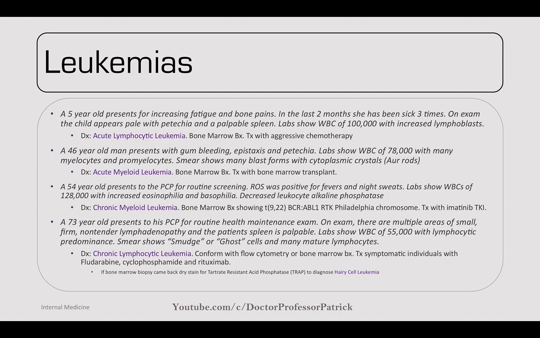Last, we've got a 73-year-old who presents to his PCP for routine health screening. On exam, there's multiple small, firm, non-tender lymphadenopathy, and the patient's spleen is palpable. Labs show WBCs of 55,000 with lymphocytic predominance, and the smear shows smudge or ghost cells and many mature lymphocytes. This would be a chronic lymphocytic leukemia, and you can confirm with flow cytometry or bone marrow biopsy. You want to treat any symptomatic individuals with fludarabine, cyclophosphamide, and rituximab. And if your bone marrow biopsy came back for a dry tap with tartrate-resistant acid phosphatase, or TRAP, you can diagnose hairy cell leukemia.